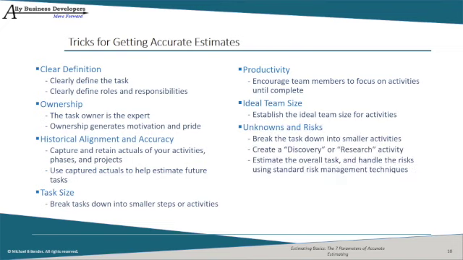And finally, handling unknowns and risks. First, break the task down into more detailed activities. You'll discover that the risky areas are actually less than you first thought. Second, you can create a discovery or research activity. You can estimate that activity, and you'll find the rest of the activities fall into place. The third technique is estimating the overall task and then handle the risks using standard risk management techniques.